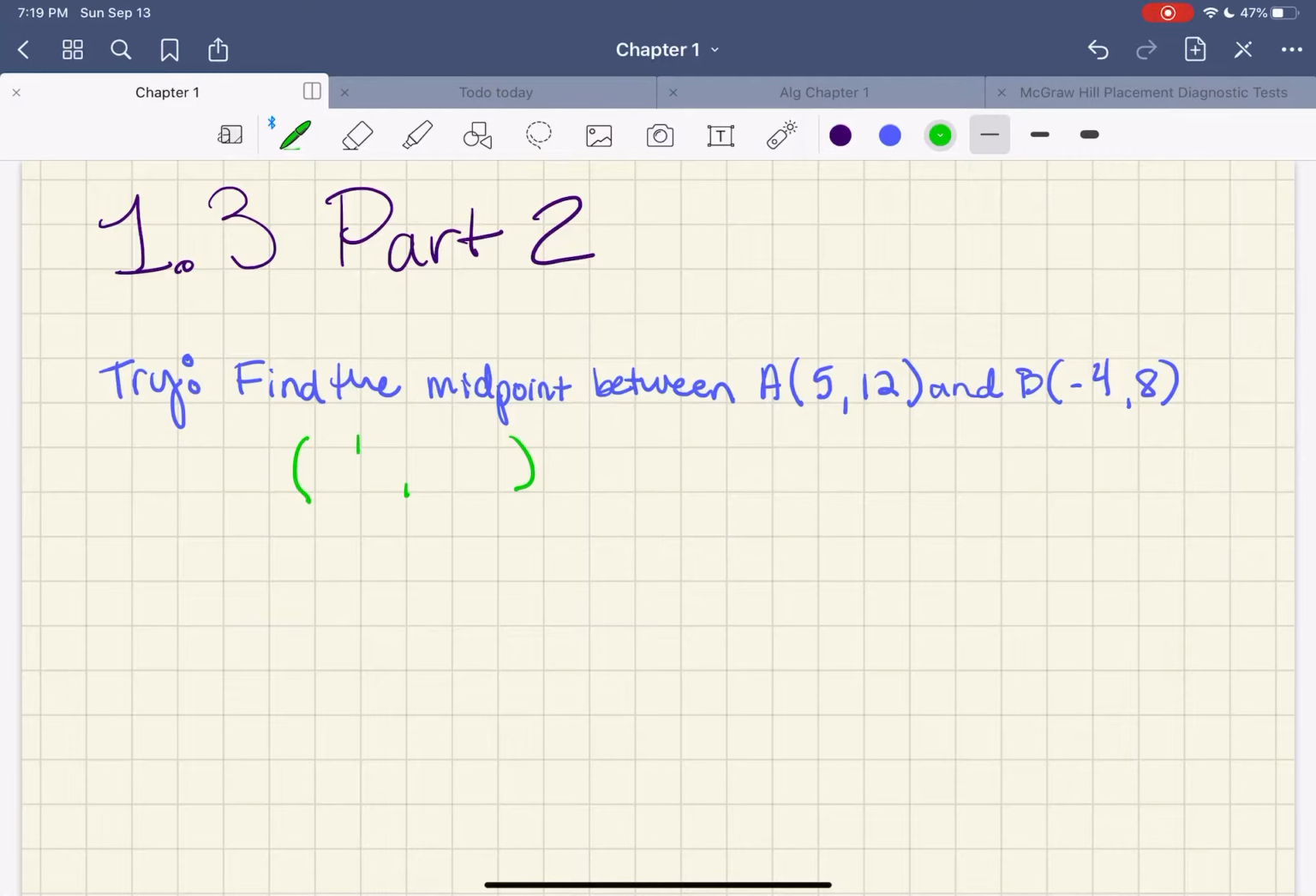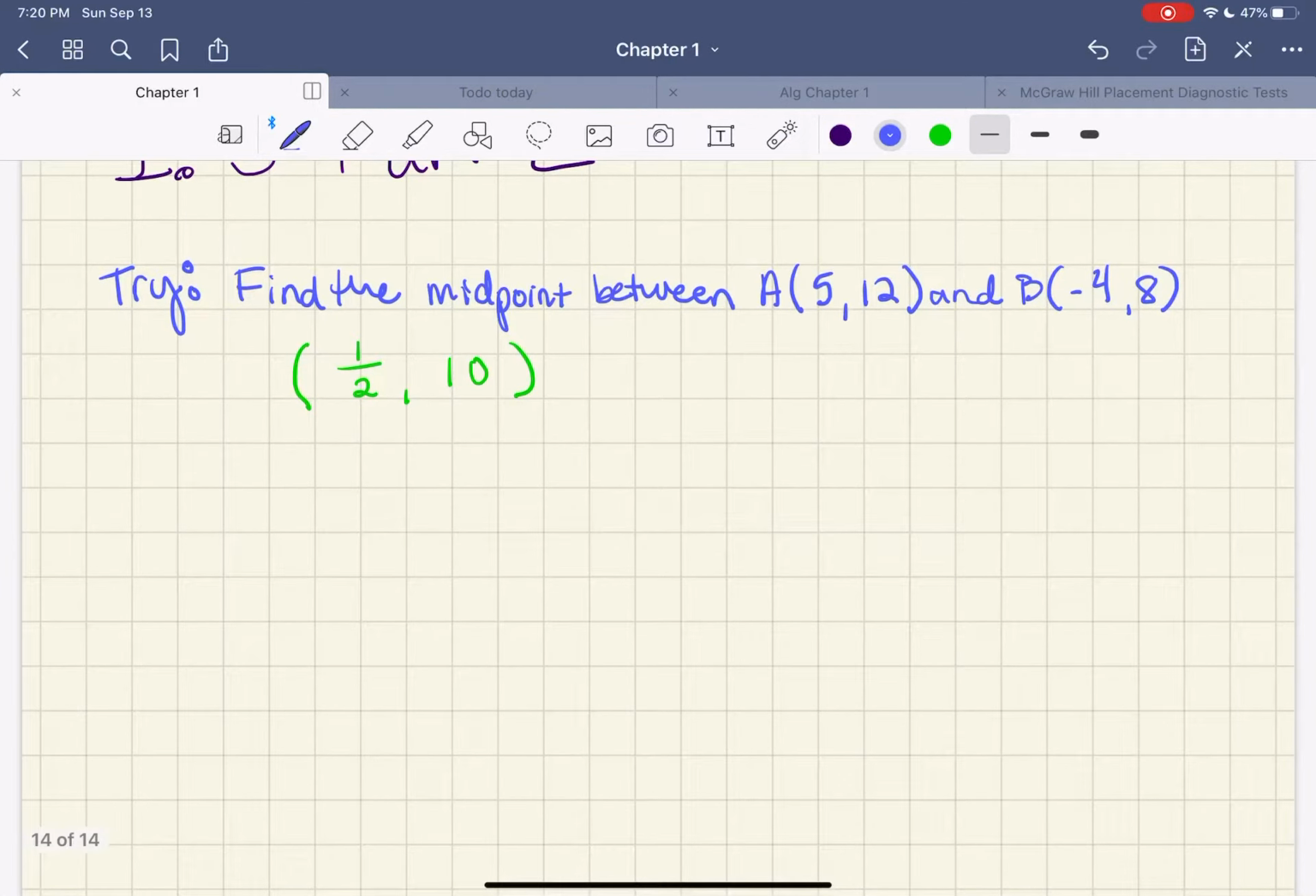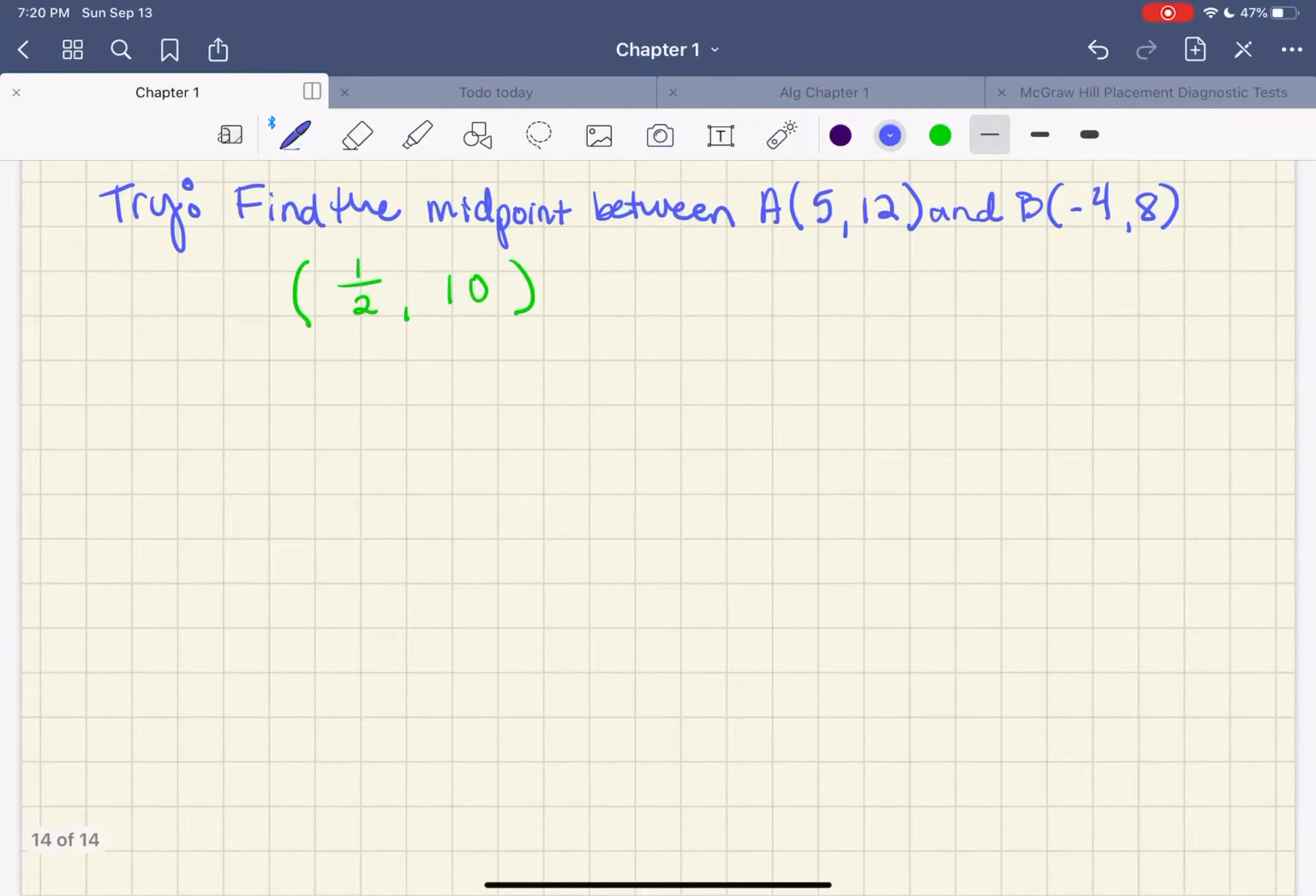Your answer should be 1/2, 10 as your value. You actually can graph this in a coordinate plane and check it if you want to, and it is indeed very much what looks like the middle, and we are going to trust the math. Okay.